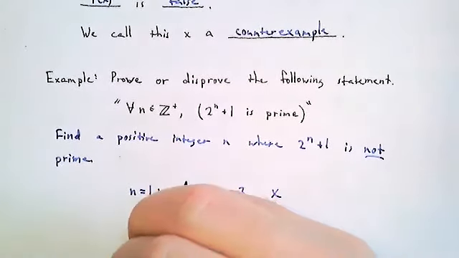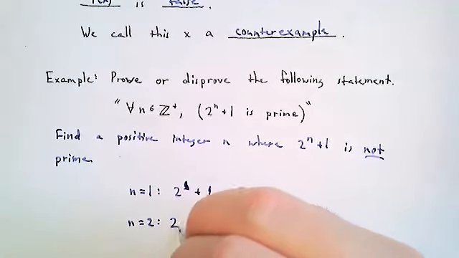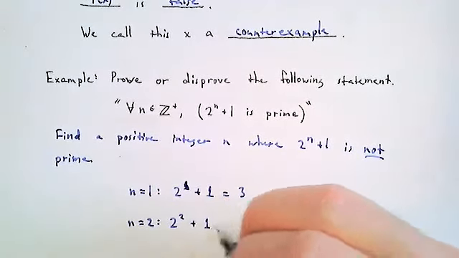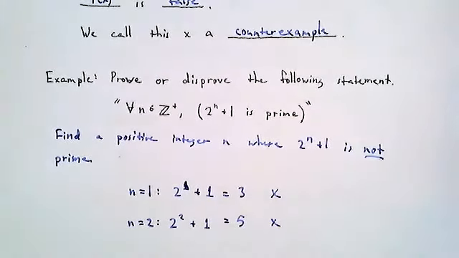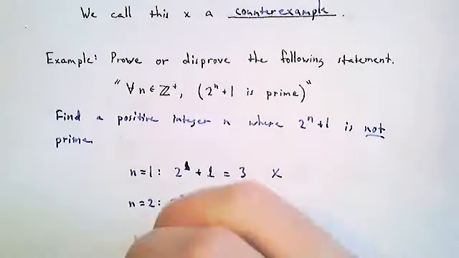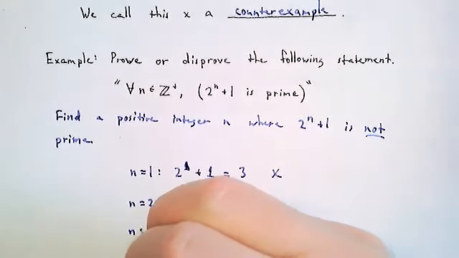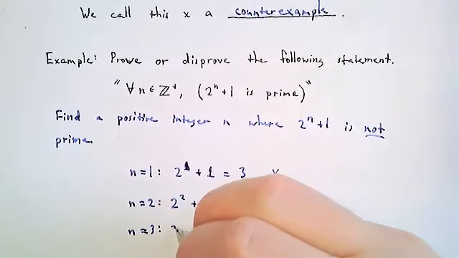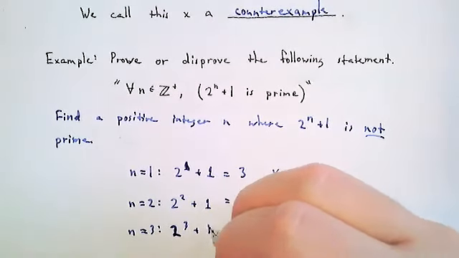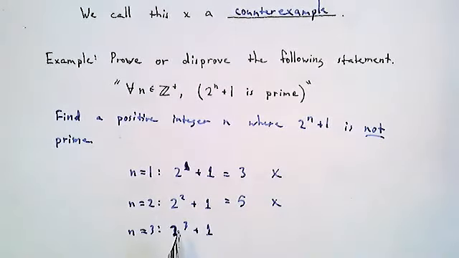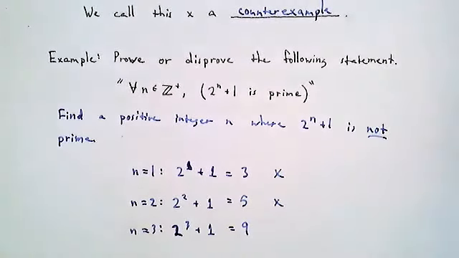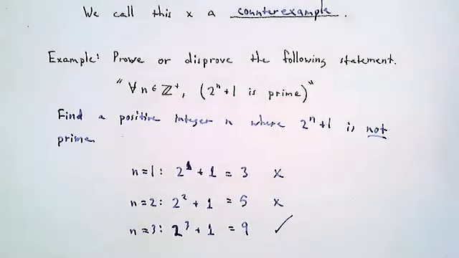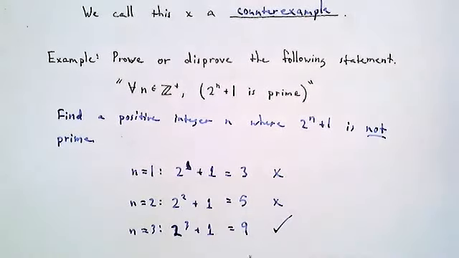What about n equals 2? 2 squared plus 1. 4 plus 1 gives us 5. Well, that doesn't work either. What about n equals 3? 2 to the third power plus 1. 2 to the third power is 8, plus 1 is equal to 9. So there's our counterexample, because 9 is not prime.